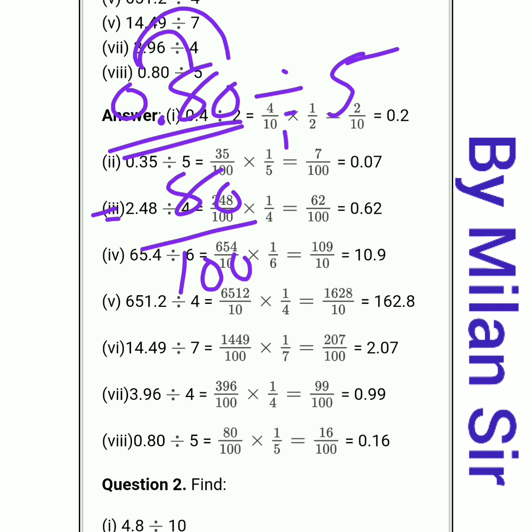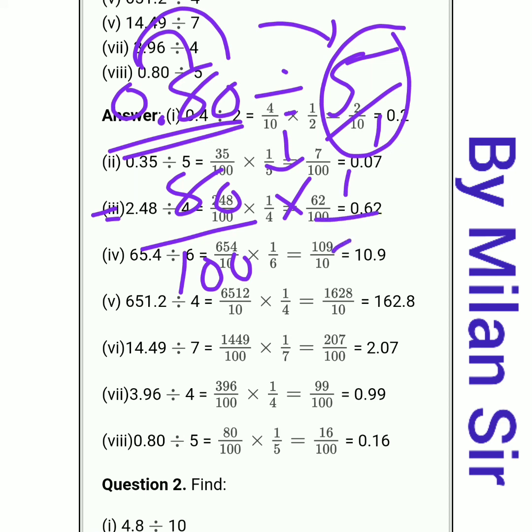Now we need to convert this division into multiplication, and here we have 5. Here we do not have any denominator, so we can write 1. Now we need to take the reciprocal of 5 by 1. So the reciprocal of 5 by 1 is 1 by 5, right?